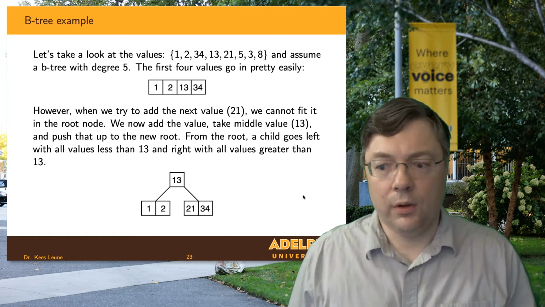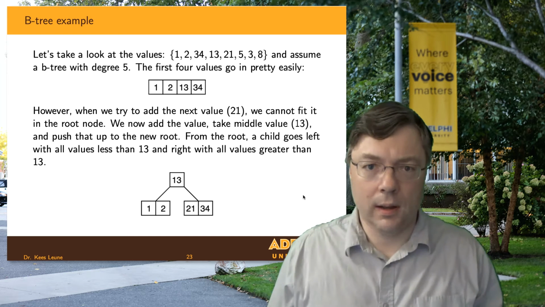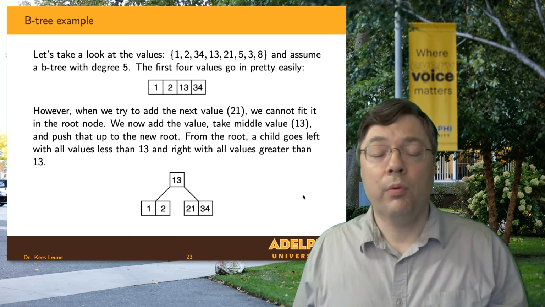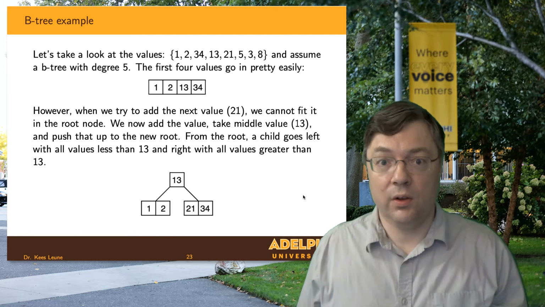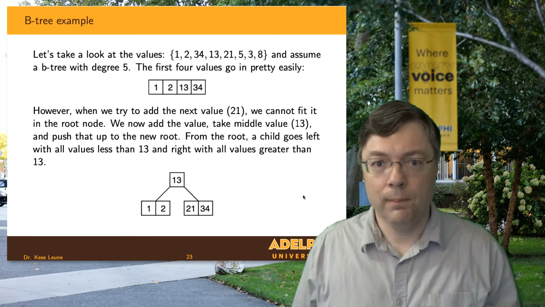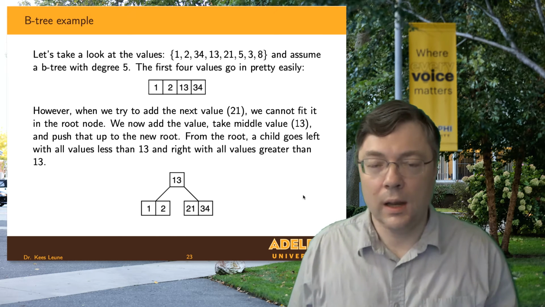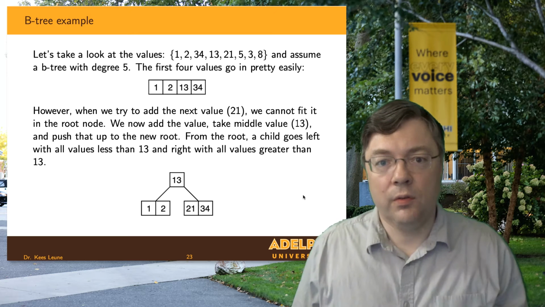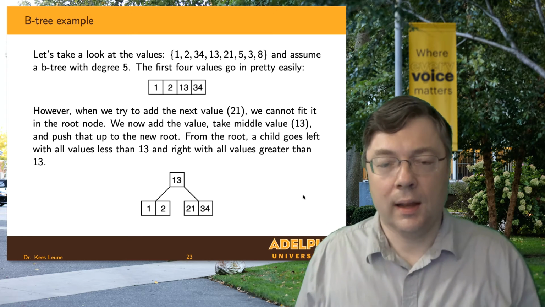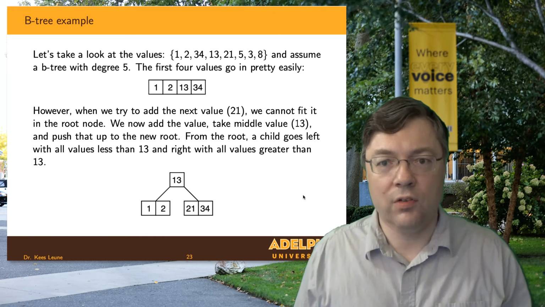Now, I have a bunch of values. I have the values 1, 2, 34, 13, 21, 5, 3, and 8. So first off, when we were looking at the binary tree, we were looking at a sorted list of values in order to create our tree. Here, the list of values is unsorted. There's no clear ordering in here. We're going to deal with the B tree of degree 5. And that means that I can have at most 4 values in each node.